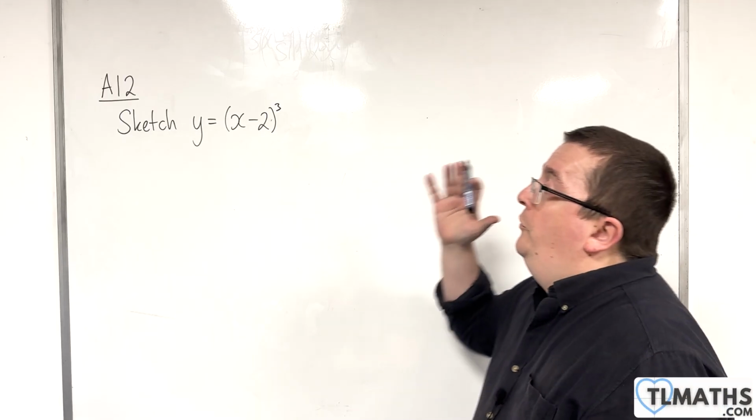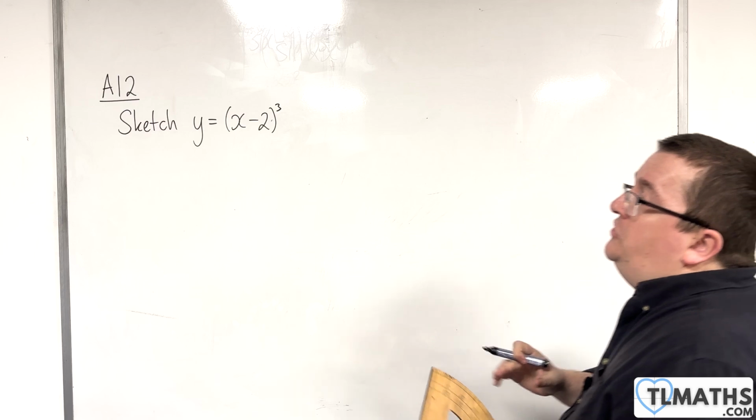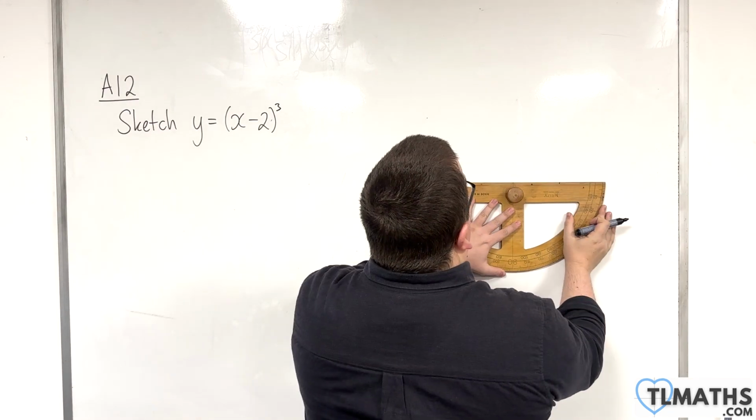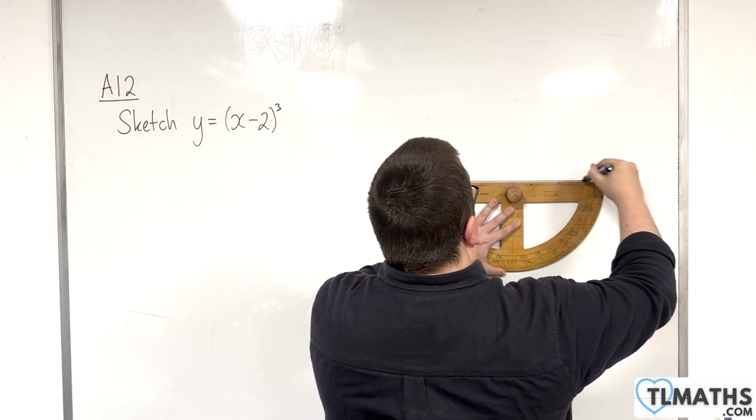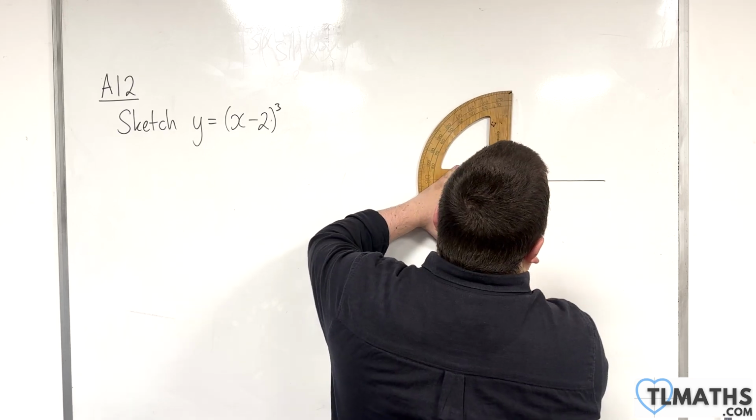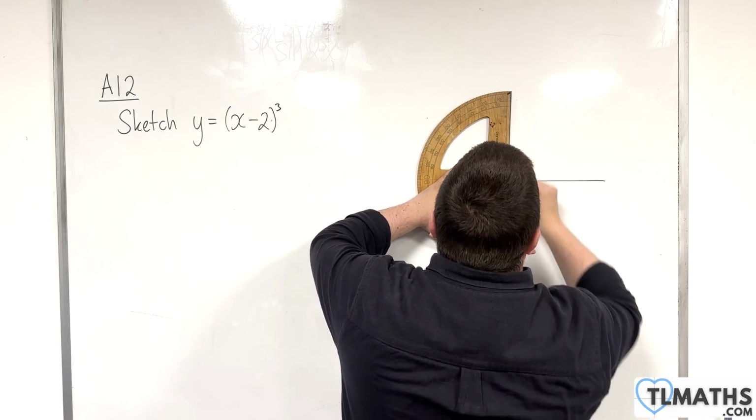In this video, I want to sketch y equals (x − 2) all cubed. Okay, so let's draw some axes and have a little think about what this should look like.